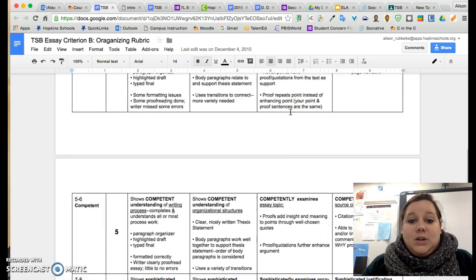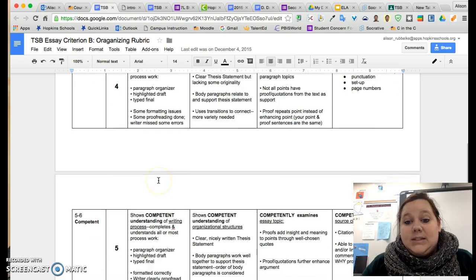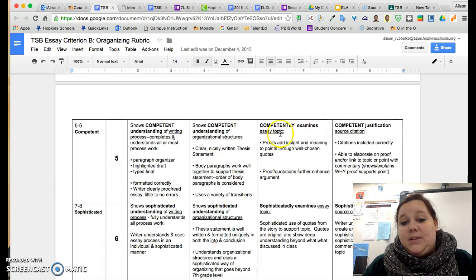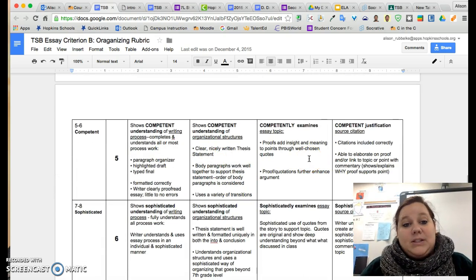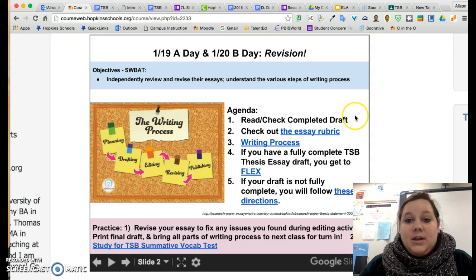And as a reminder, you can place all over the board. You could be adequate at the writing process, but you could be competent on many of these other levels. And remember, this is a large grade, so you want to make sure to look through the rubric again as you go through and read your paper before you turn it in. Let's look back at your agenda.